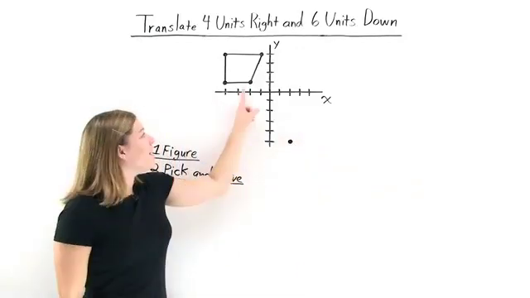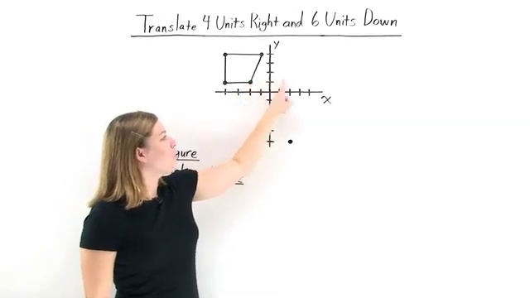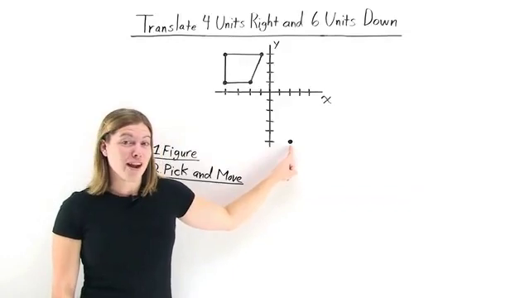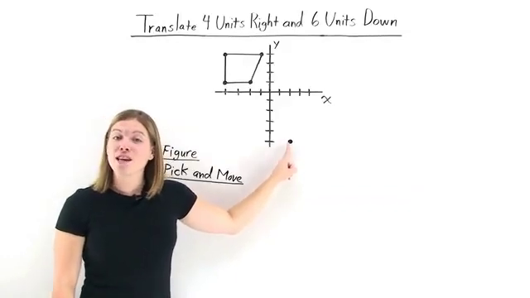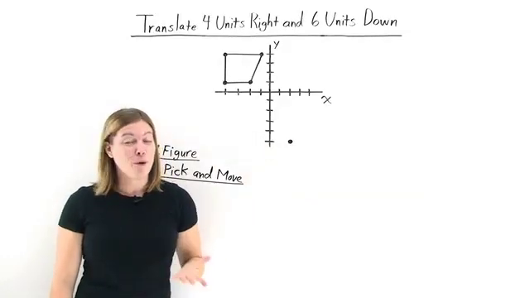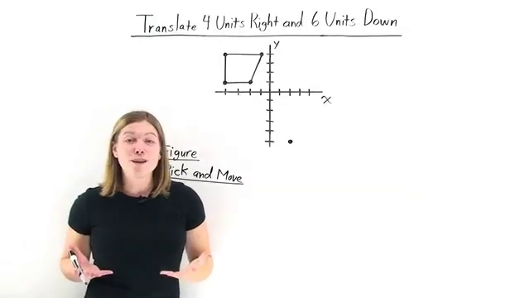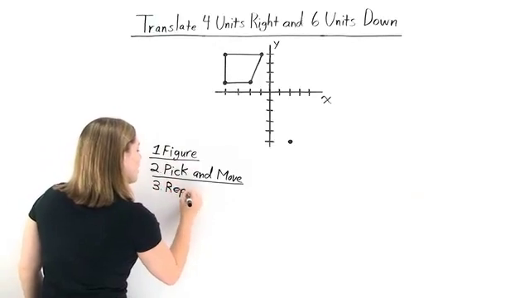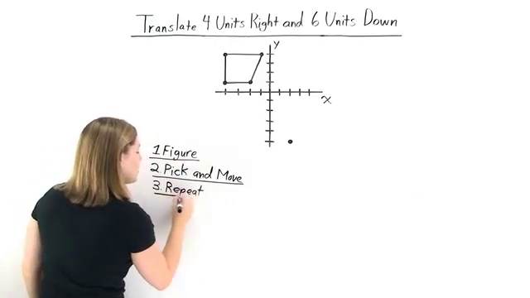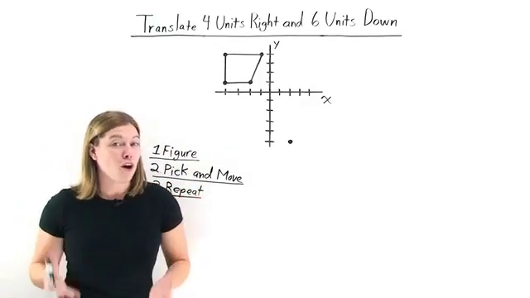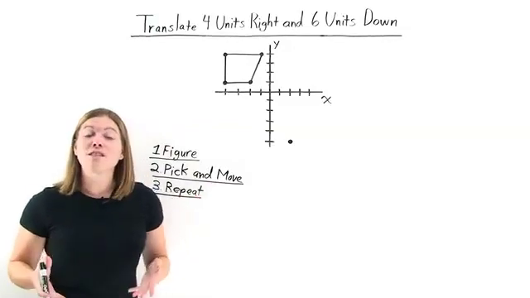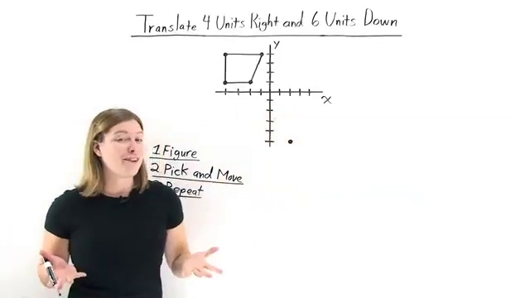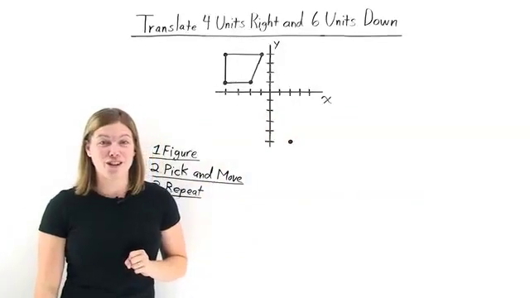So we've now taken this point and translated it 4 units to the right and 6 units down. And we've gotten this new point right here. This new point is one of the points on our new figure, or our image. To find the other points on our image, all we need to do is repeat this process of picking and translating points. Now we don't need to pick all the points from our figure. We just need to pick enough so that we get a good idea of what our image will look like. Then we can simply connect the dots to create our image.